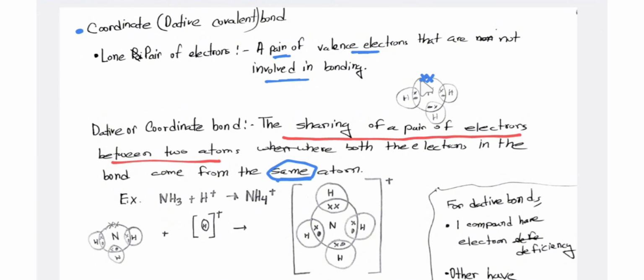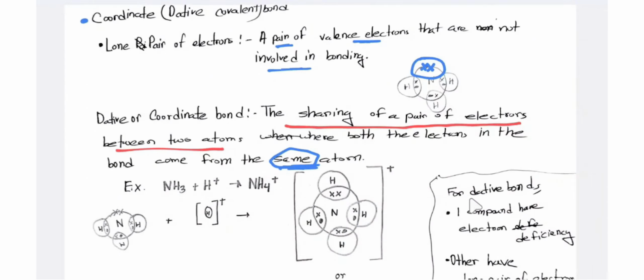For example, ammonia has a lone pair of electrons, so it uses its lone pair to form a dative covalent bond. That is sharing of a pair of electrons between two atoms where both the electrons come from the same atom. For a dative bond, you need to remember that one compound has electron deficiency.